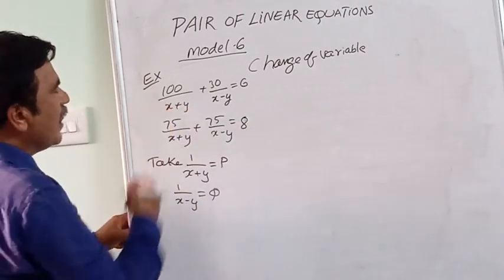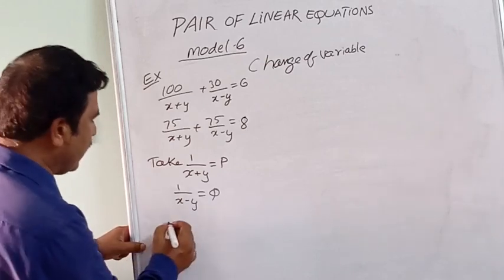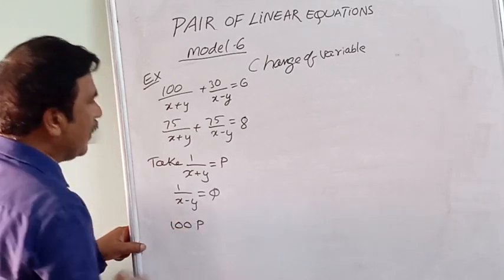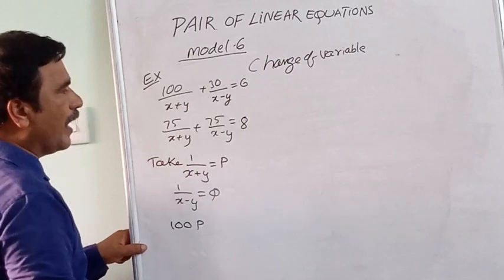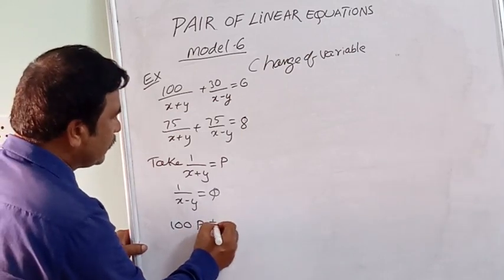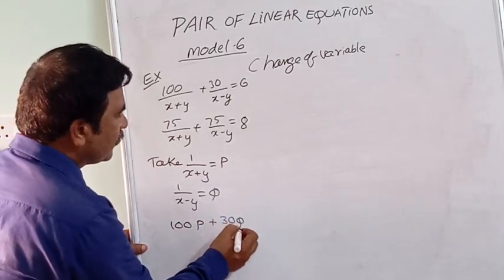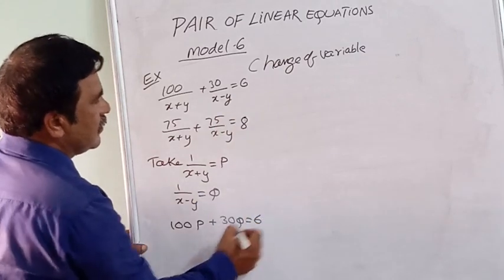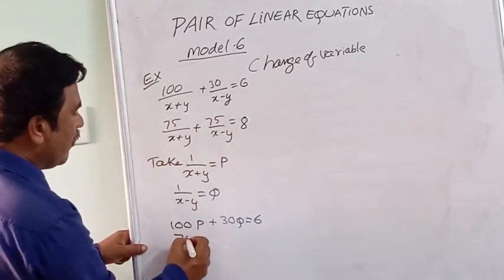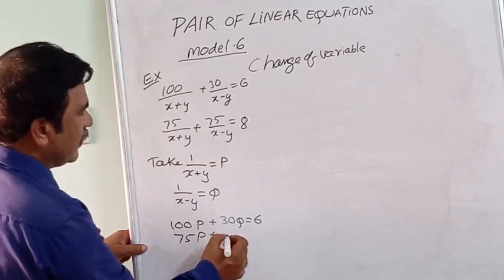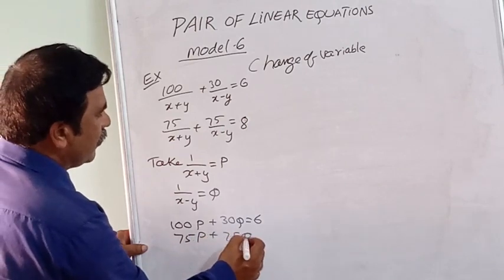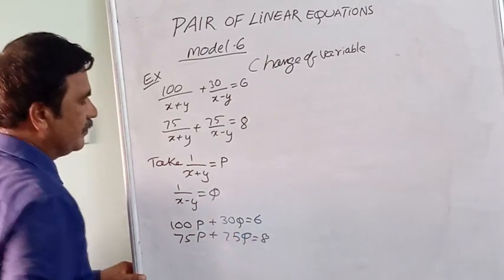What will you get? 100 into 1 by x plus y means it is 100p. 30 into 1 by x minus y is 30q is equal to, as it is, 6. Second one, 75p plus 75q is equal to 8.